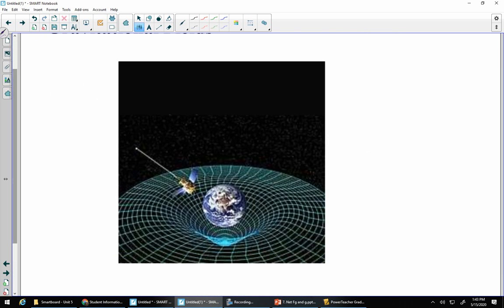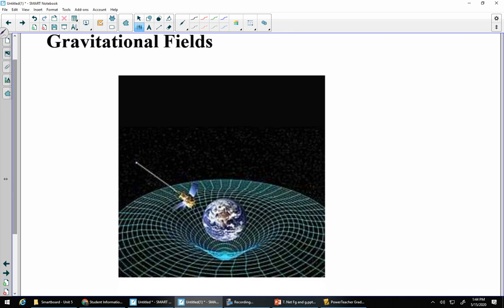Now, actually getting into gravitational fields, we should have a definition of what a field is. It's a sphere of influence, right? A mass can influence other masses. So here's the Earth and a satellite, and its gravitational field is represented by this kind of weird meshy pattern. That's something you'll learn in later physics courses if you choose to take them, dealing more with Einstein and his theories of relativity.